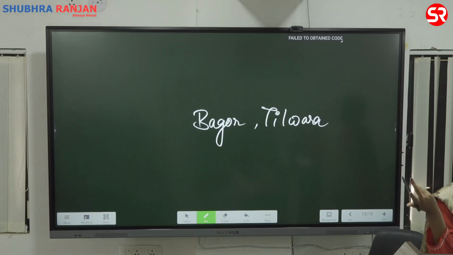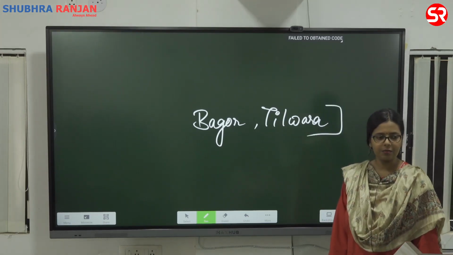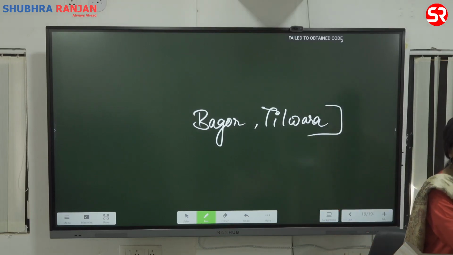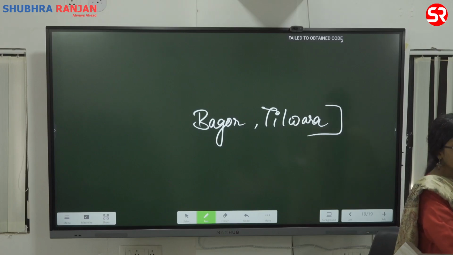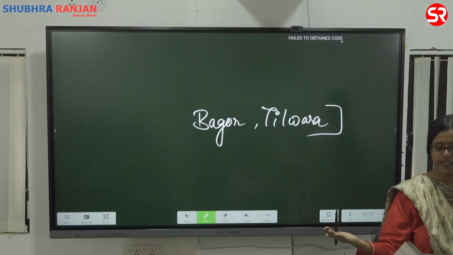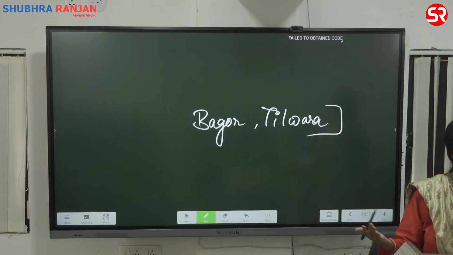Bagor is important because it is the largest excavated site in India till now, which is from Mesolithic times. Both these sites are in Rajasthan, Bagor and Tilwara. Otherwise, Mirzapur is there, that we have studied. Bhimbetka is there, Pachmadi is there.